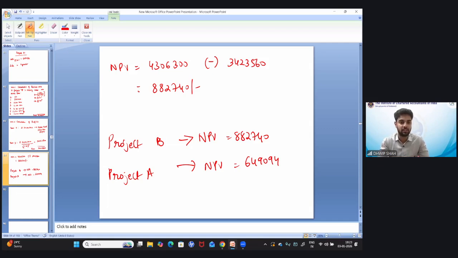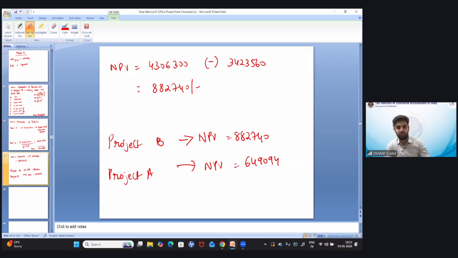So whenever the life of the projects is unequal, the theme is first make them equal. Once you make them equal, then only will you be able to compare them. The two projects cannot be compared straightforwardly. In order to make them comparable, you first need to bring the life the same. How to bring the life the same? Use the replacement chain method or the equivalent annualized criteria method.